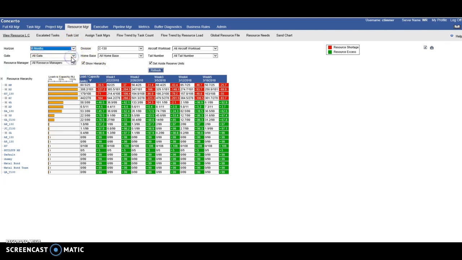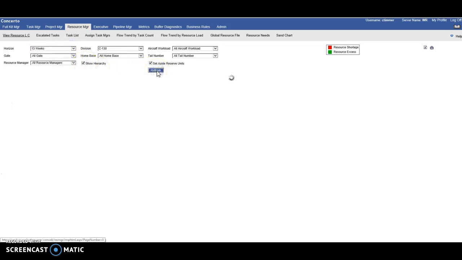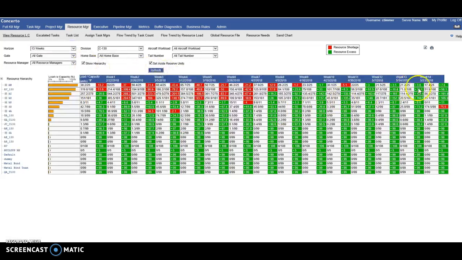If I look out 6 months or even 13 weeks, what I'll see is everything turns green. And what that simply means is we just don't have the aircraft positioned in the pipeline as committed aircraft in queue, even though we know the induction schedule for the next year. But they're not currently in Concerto in what we call a committed mode, which means we should be able to see that load for the next year.